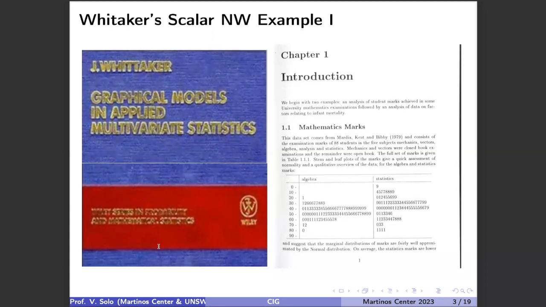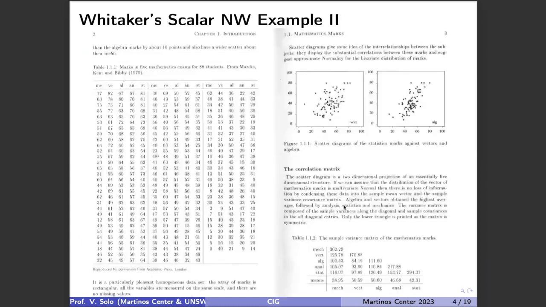Okay, so he's illustrating what this methodology can do with some maths grades from high school kids. I'll show you the data in a moment, but he's got a couple of histograms here, and you can see a distribution of these things, and the algebra and stat marks have got different centers or means in their histograms. So here's the marks, and the subjects are mechanics, vectors, algebra, analysis, and stat.